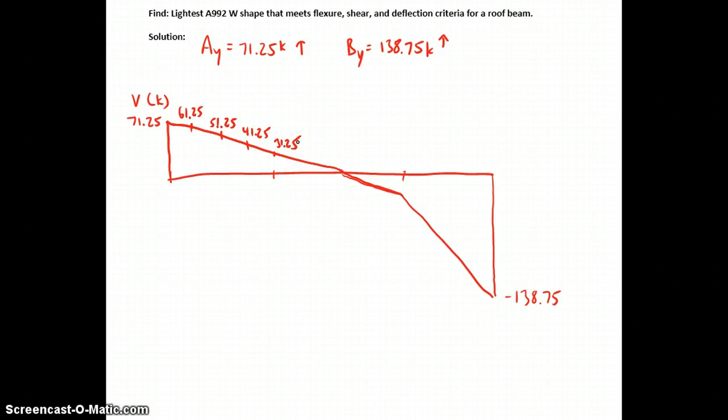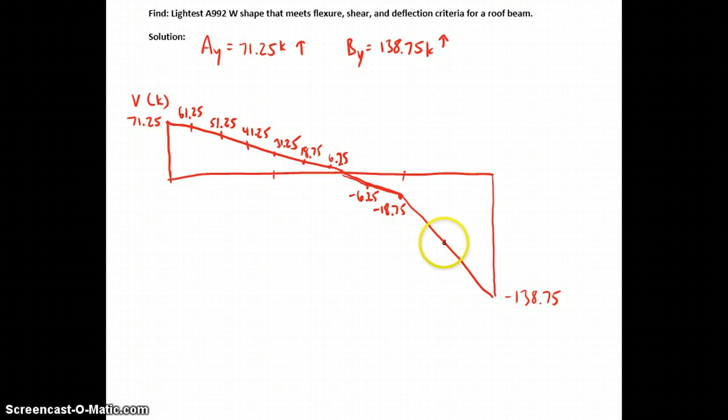So the quarter points along segment A are spaced at 2 feet apart. Moving on to segment B, these quarter points are spaced at about 2.5 feet apart. And so the values of shear at these quarter points are going to be 18.75, 6.25, and negative 6.25. And then at the juncture between segment B and C, we have a shear of negative 18.75.